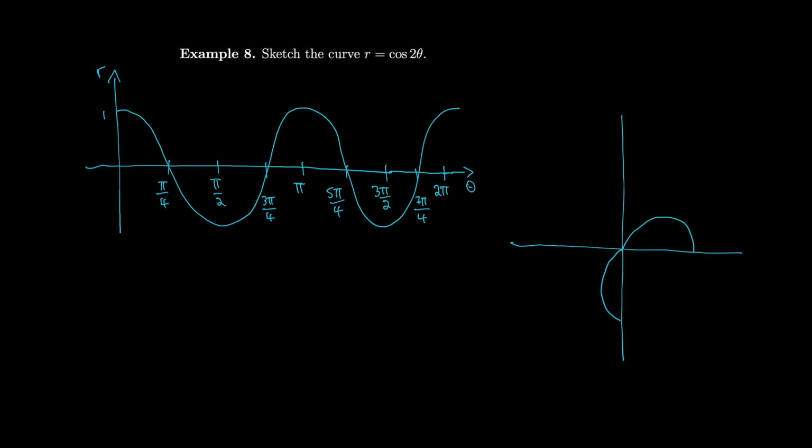Notice that I'm basically drawing it over here, but then this point gets reflected to this point. So the entire thing just gets reflected over. I started here at 0, and then I traveled until I got to theta equals pi over 4. So this is the line theta equals pi over 4.